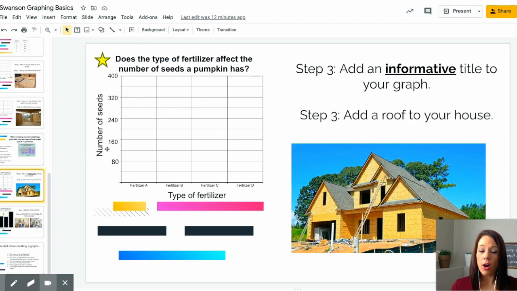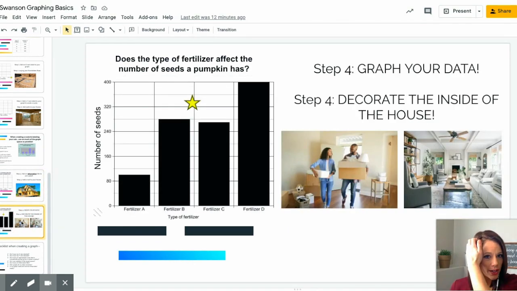Okay, so now I have all of these different parts. I've got my labels, I've got my scale, I've got my title at the top. The last thing that you do, you guys, is to put your data in. So decorate the inside of your house. Add your data to your graph.